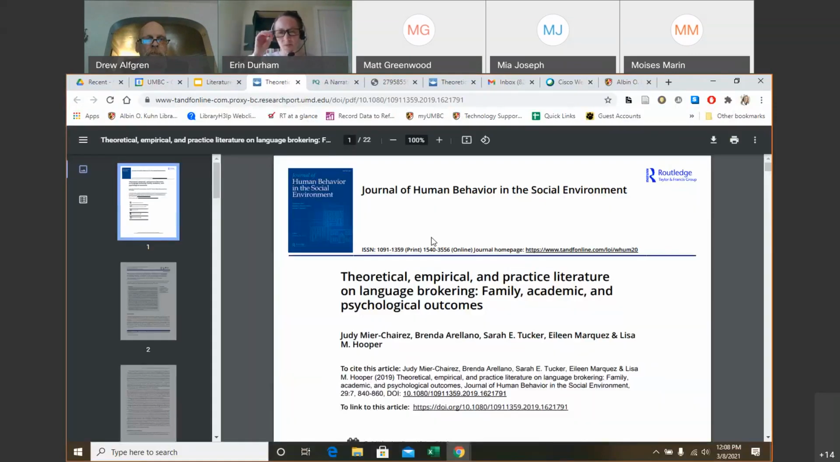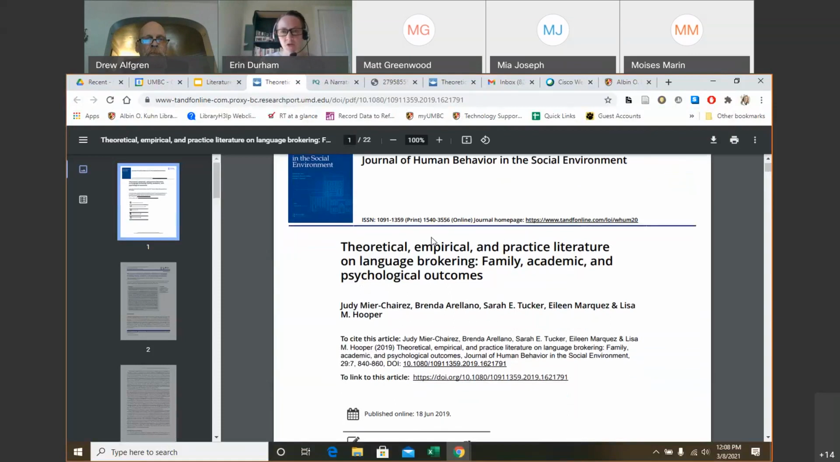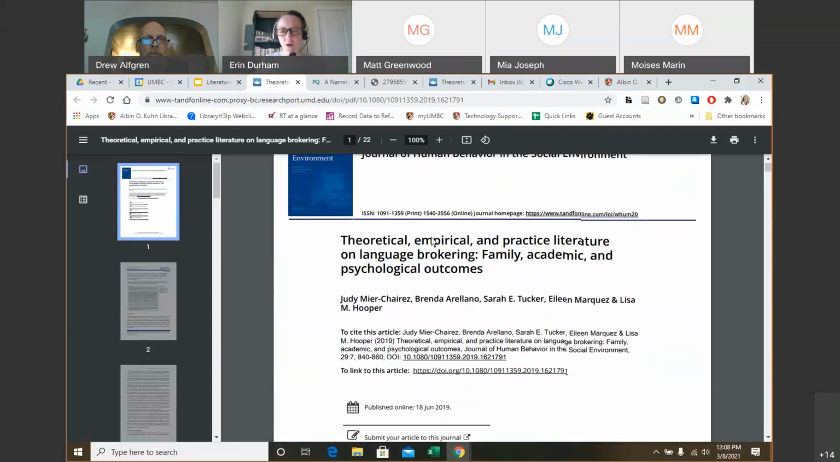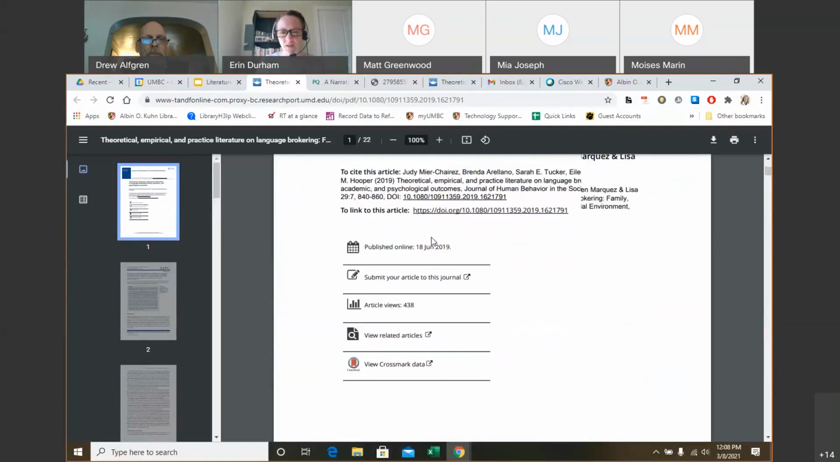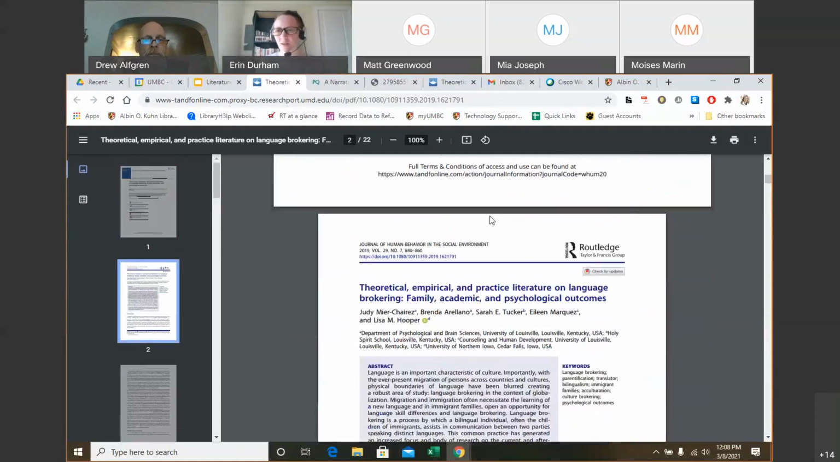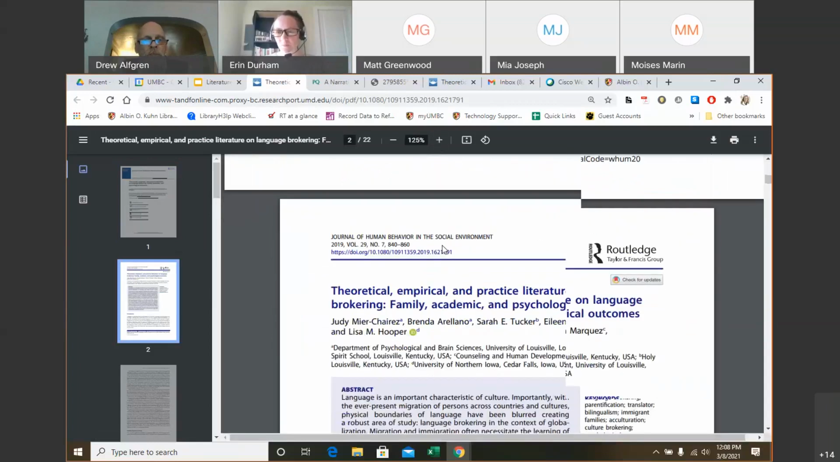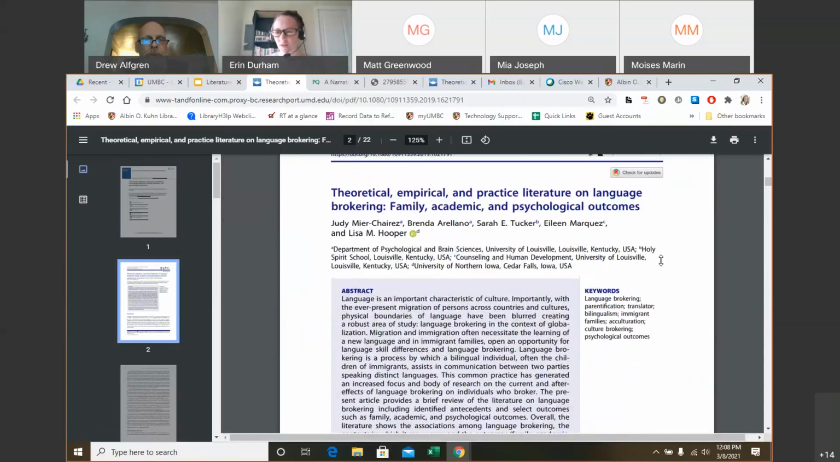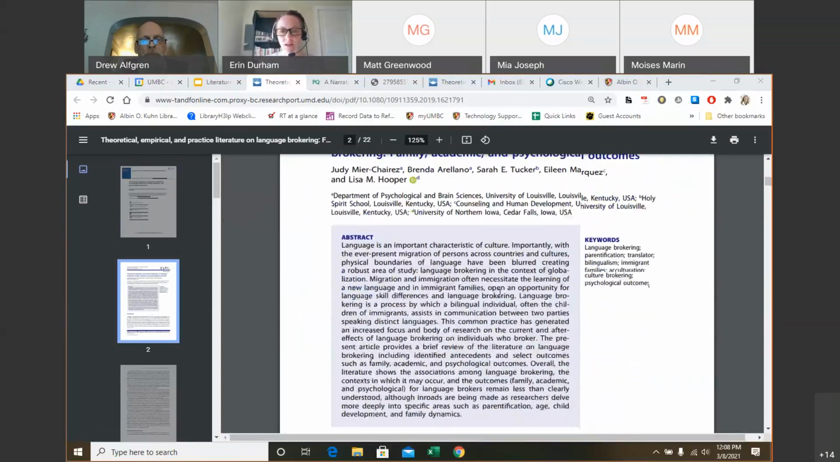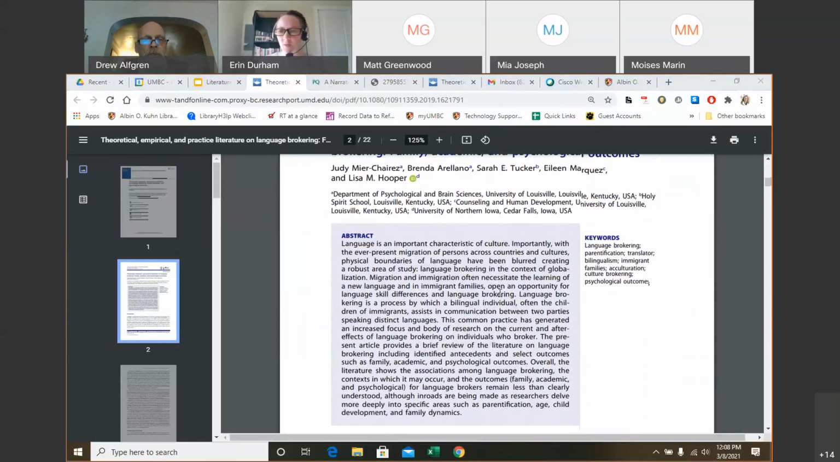So this is from the Journal of Human Behavior and the Social Environment. Just take a look. I'm going to zoom in just a little bit. Okay. So this is looking at language brokering in different environments, family, academic.